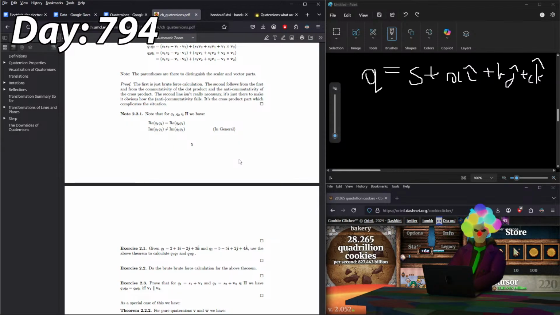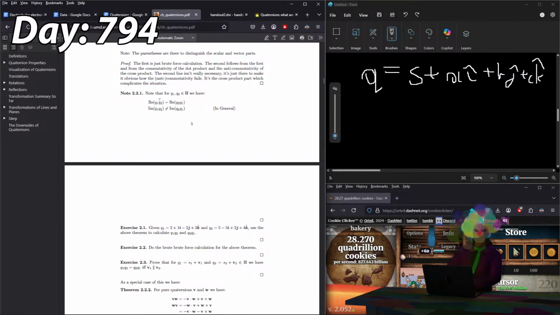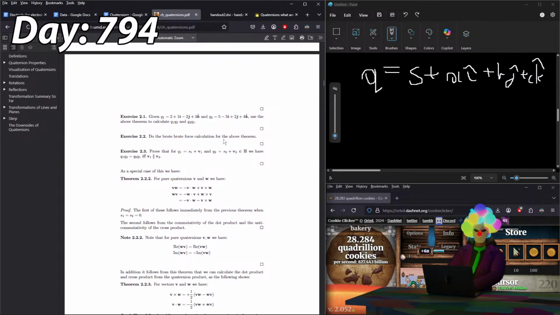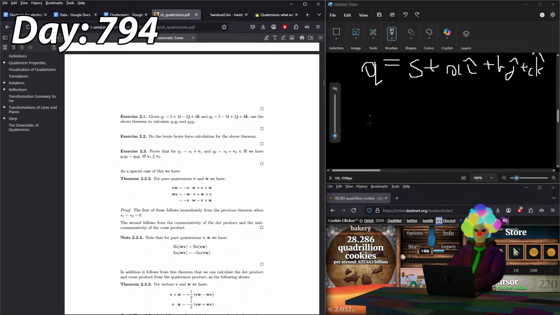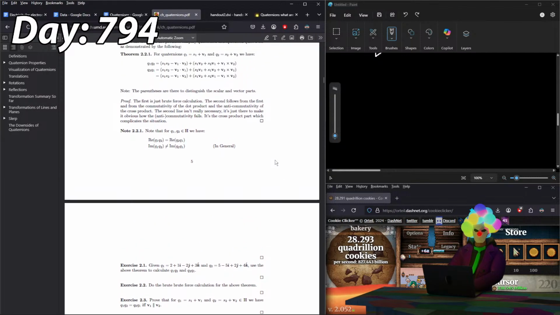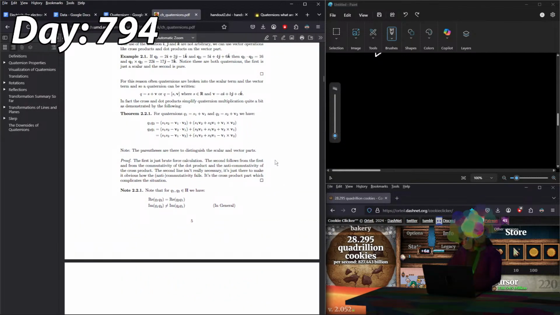What are these features? That's what I'd like to know. Alright, note that for Q we have real is equal to real backwards, imaginary isn't equal to imaginary backwards. Makes sense, right? And the commutative is only for the vector part. Do the brute force calculations for the above theorem. Wait, what? This one? With the cross and dots? I'd rather not. I would really rather not. I don't like the cross and dot products. I really don't like them.